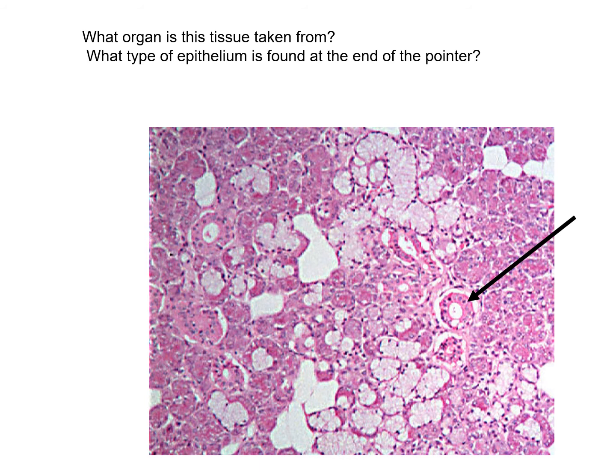So what kind of epithelium is the arrow pointing to? Simple cuboidal. It is simple cuboidal. You can tell because the cells are equally wide as they are high, and they have perfectly round nuclei.